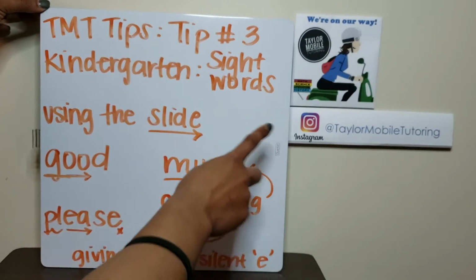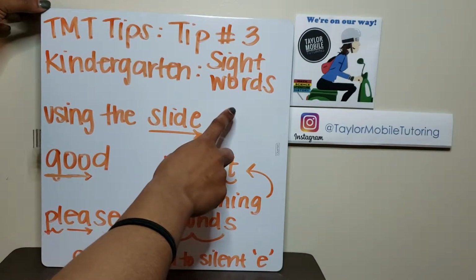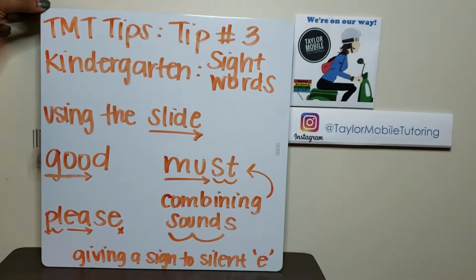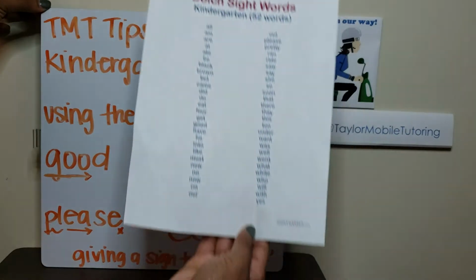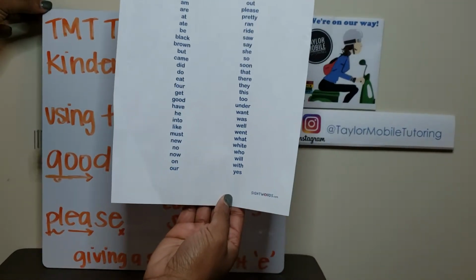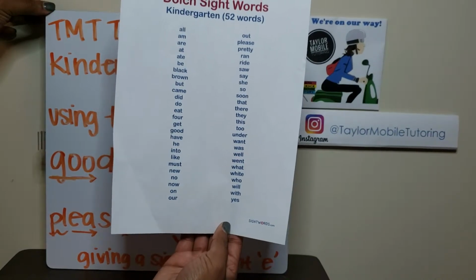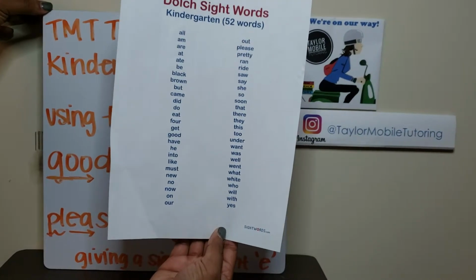So first and foremost, when it comes to where you can get your sight words, my recommendation would be to get them from the school that your student will be attending, or you can always look online. Here I have a list that I just popped on Google, Dolch sight words for kindergarten. I have 52 words. Just keep in mind that the individual words may vary.